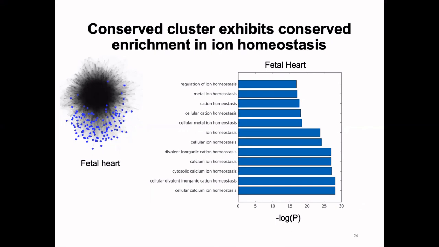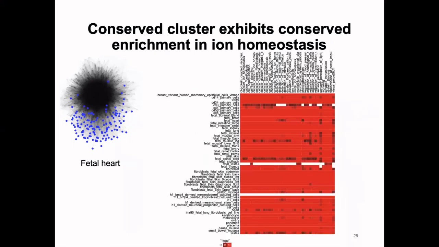But if you look across the 55 cell lines, you can see for the most part, and I don't intend for you to read this, but these are the ion homeostasis terms. You can see that it's actually enriched across the 55 cell lines as well. So while ion homeostasis is important for cardiac action potential, it's not unique to heart or fetal heart tissue. It's common in all cells and tissues.